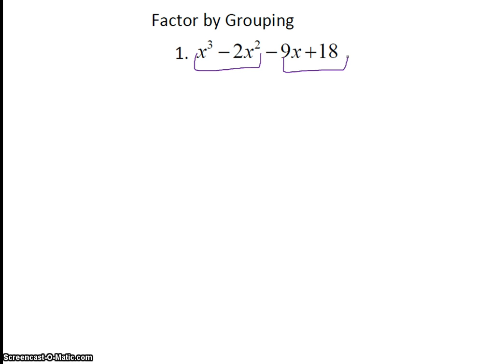The GCF of the first two terms is x squared. So I'm going to factor an x squared out of it. When I pull an x squared out of the first term, I'm left with x. And when I pull x squared out of the second term, I have minus 2.